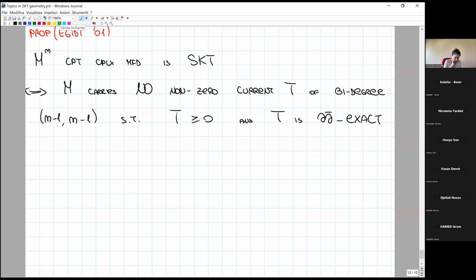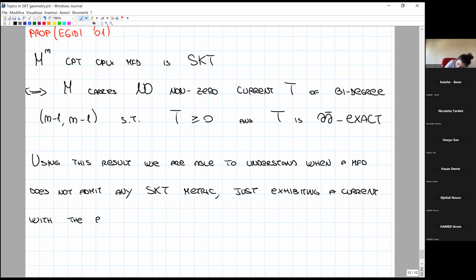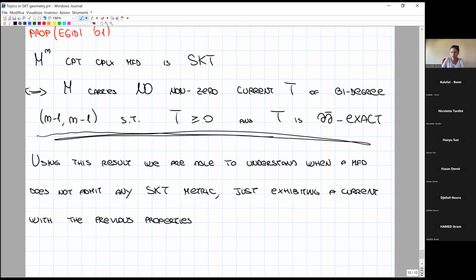How is this result useful? How do we use it? Using this result, we are able to understand when a manifold does not admit any SKT metric. How? Just by exhibiting a current with the previous properties. Because if you show that there is a current that has the properties written here, then you know that your manifold does not admit any SKT metric, okay?